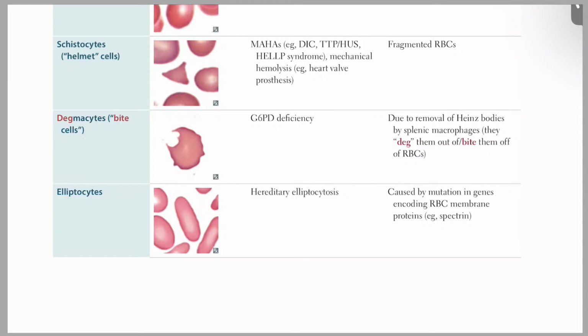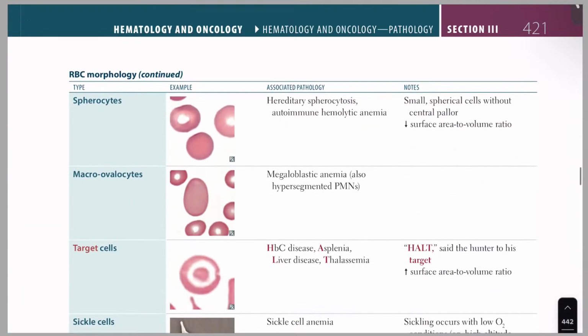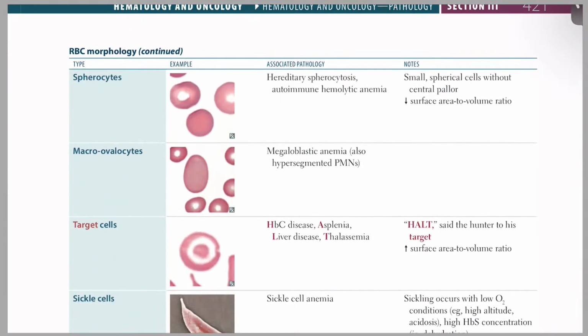Elliptocytes, hereditary elliptocytosis caused by mutation in genes encoding RBC membrane proteins, that is spectrin. Okay. RBC morphology continued. Type: spherocytes, example. Okay. Associated pathology: hereditary spherocytosis, autoimmune hemolytic anemia. Notes: small spherical cells without central pallor, with decreased surface area to volume ratio.